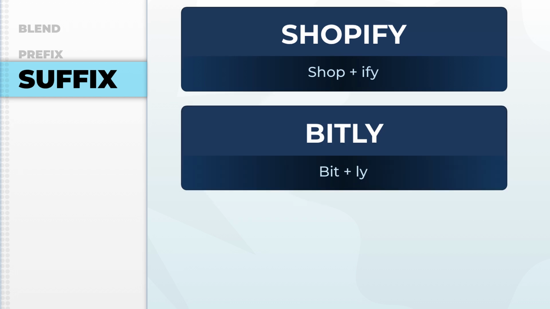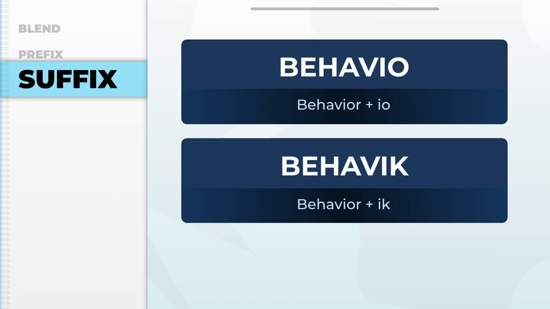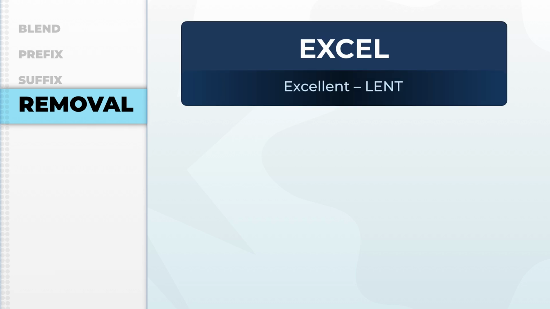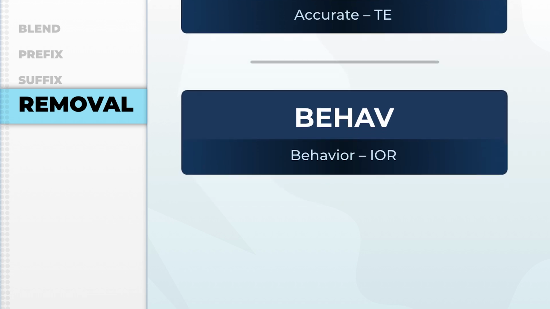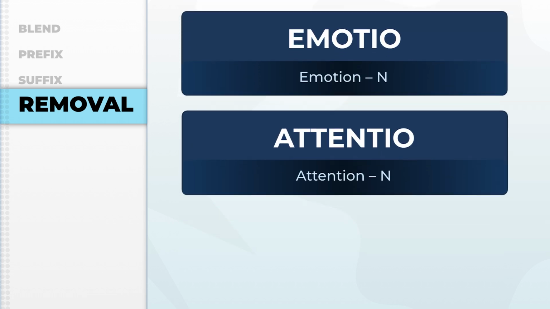The suffix technique, like Shopify or Bitly. We could generate Behavio, Behavic, Bavarius. The removal technique, Excel is excellent minus the LENT. Accura is accurate minus the TE. We could generate Behave, Emotio, Attentio, Optimi.